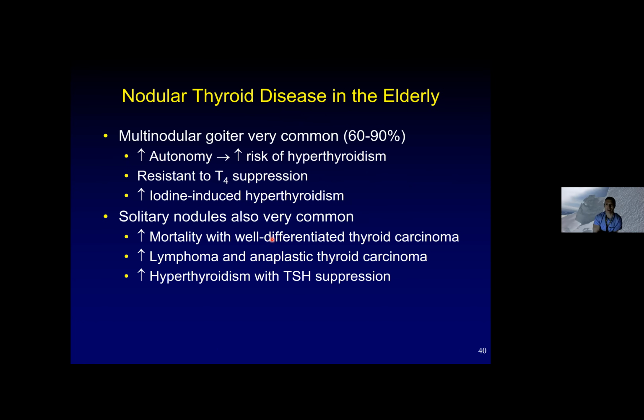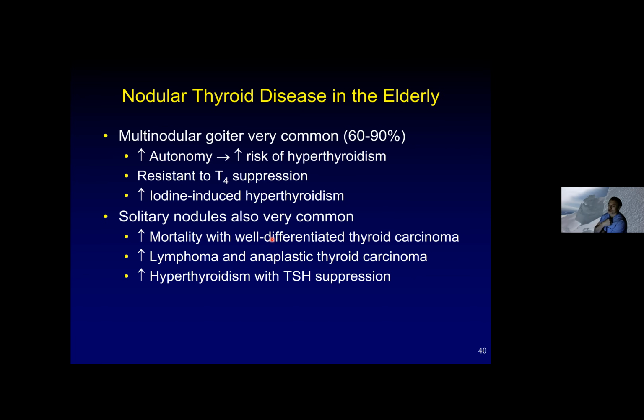Particularly in the elderly, multinodular goiter is fairly common, about 60 to 90%, depending on the series. You may have increased autonomy or increased risk for hyperthyroidism. It may be resistant to T4 suppression, so that's why it's discouraged. And it increases the risk of iodine-induced hyperthyroidism. So we have to be careful when we have a patient with a goiter and we're going to prescribe a procedure that involves the administration of iodinated contrast. Solitary nodules are also very common.